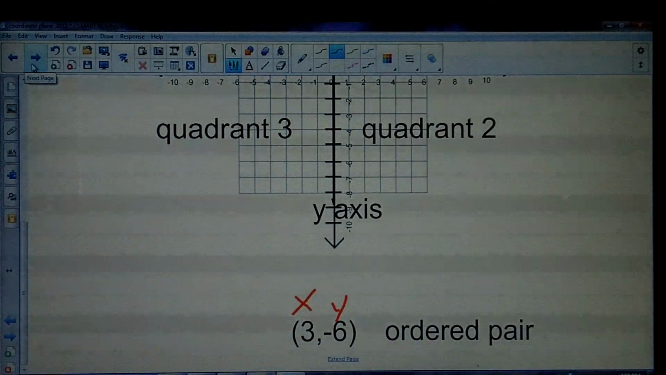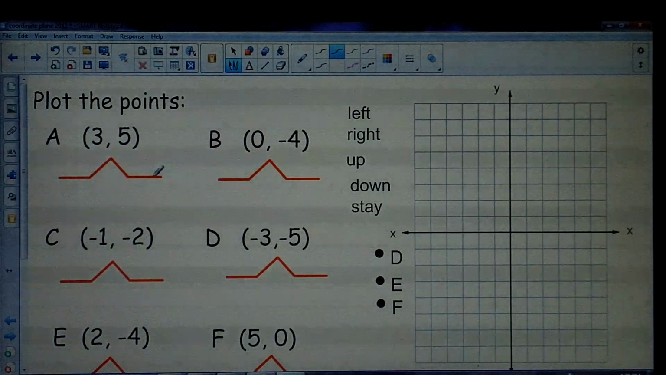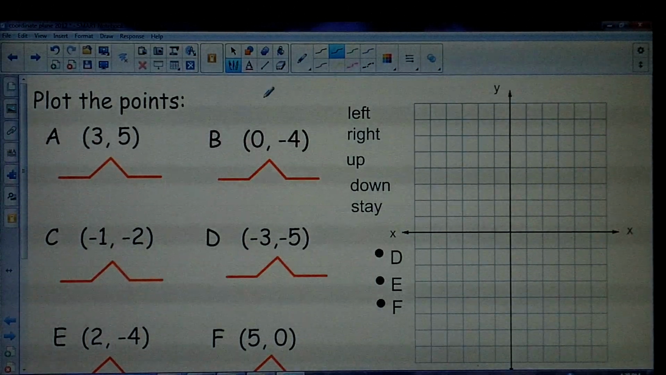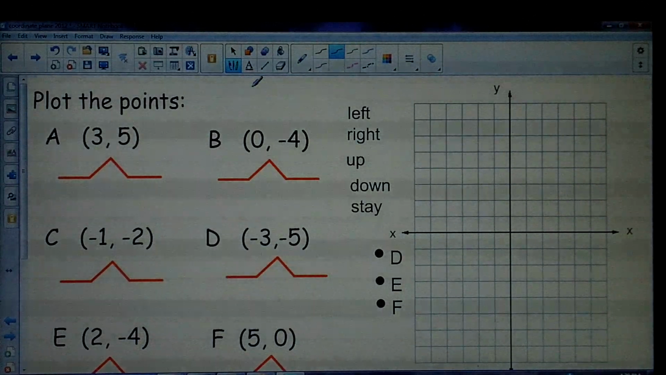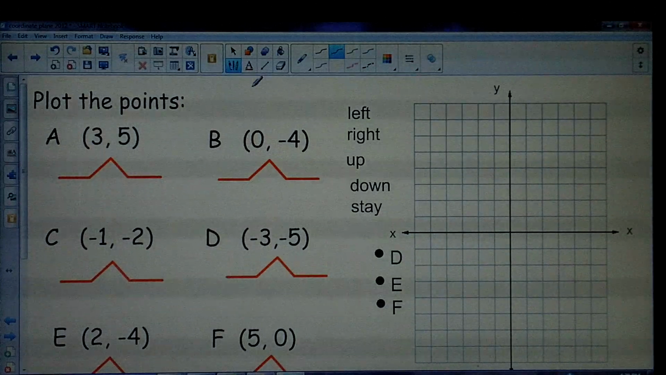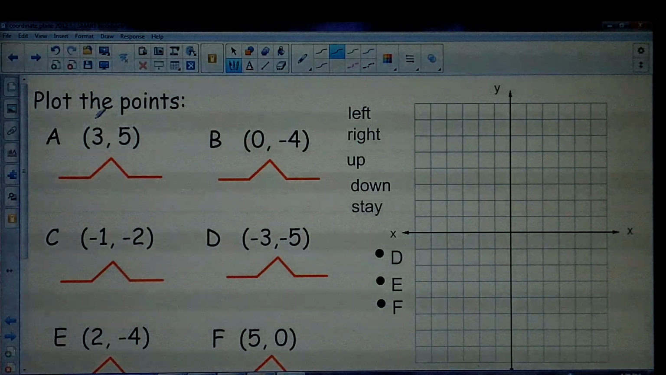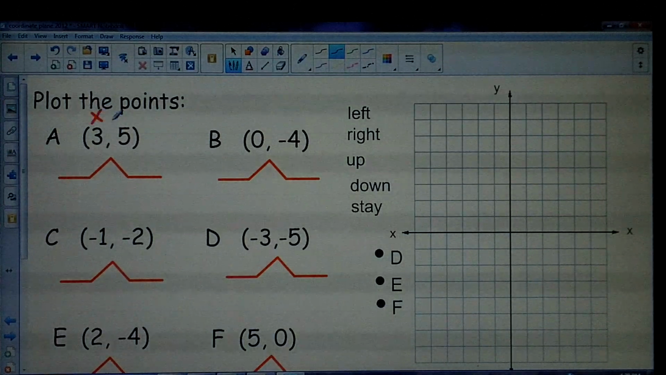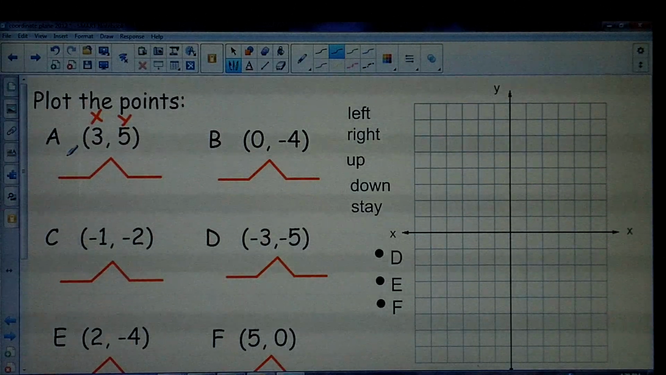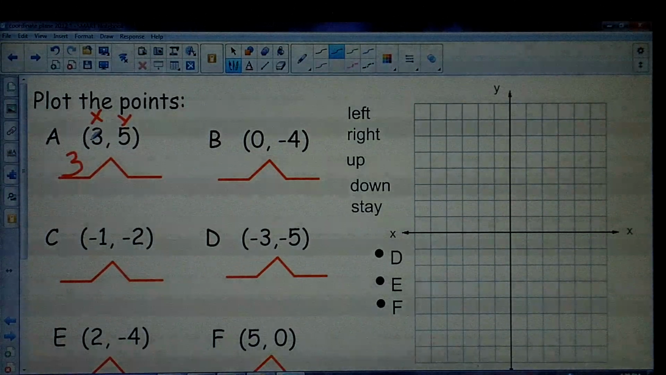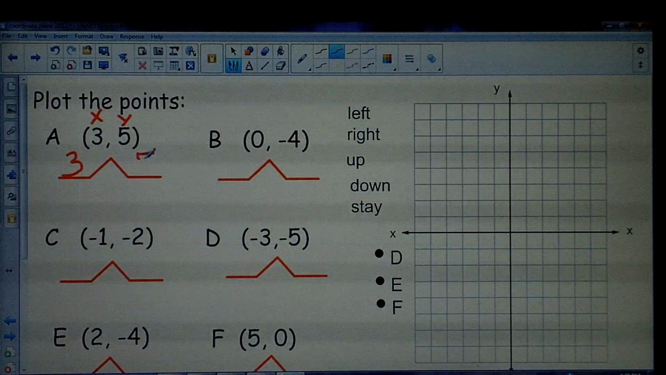Now we're going to start to plot some points. So if you could please draw this thinking map underneath each of your points below. Pause the video if you need to. For our first ordered pair that we're going to plot, letter A, the x is 3 and the y is 5. So underneath here, I'm going to write positive 3 for the x, positive 5 for the y. Please do that on your paper.